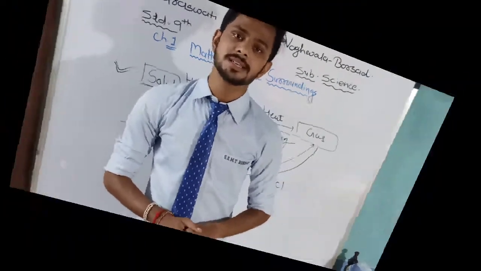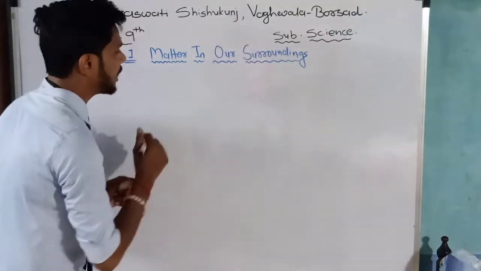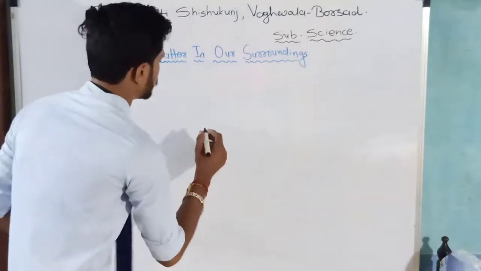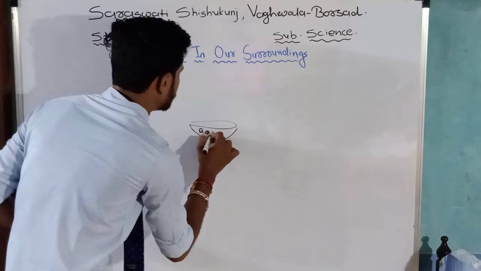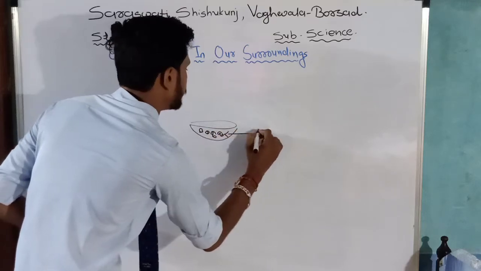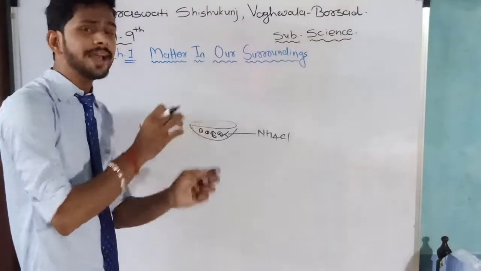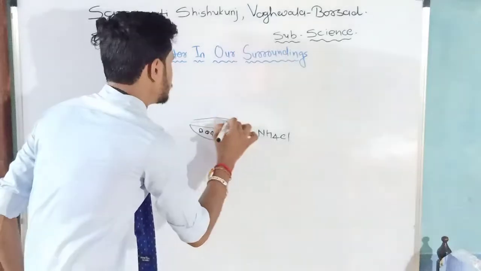This phenomenon is known as sublimation. To understand the activity, we have to take a funnel, and in the China dish we have to take some ammonium chloride. So here, suppose I have a China dish and I have already taken ammonium chloride. Now arrange the funnel in the inverted form on this China dish.